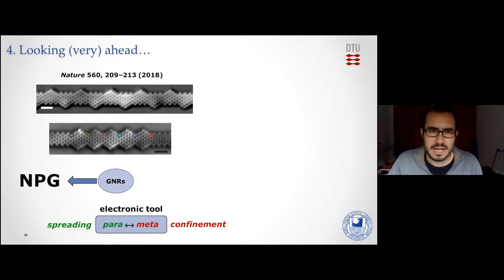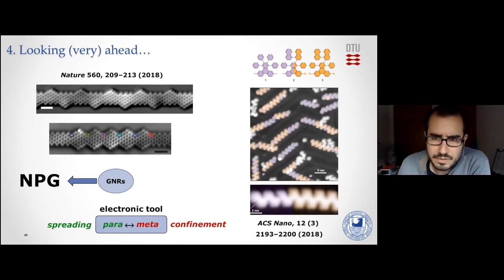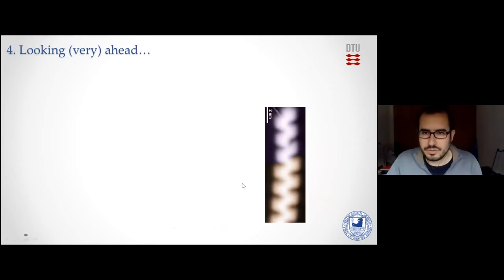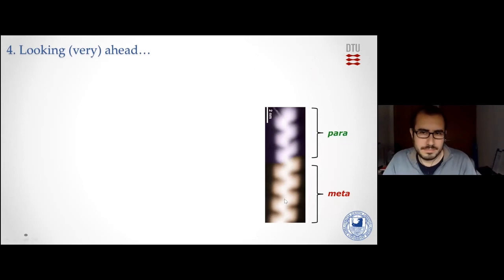Here you have these results from Fasel. So making very complex, atomically precise nanostructures on these graphene nanoribbons, which then lead to topological states and all sorts of things. And here you have another example from another group, which is more relevant for what I want to say now. So for instance, you can actually fabricate different types of graphene nanoribbons, and by using specifically designed intermediate building blocks, you can bind those different types of graphene nanoribbons and make this kind of atomically precise heterostructures. So we thought, okay, what if in the future you could make one of these graphene nanoribbons where one kind led to this meta connection and the other one to para connection.